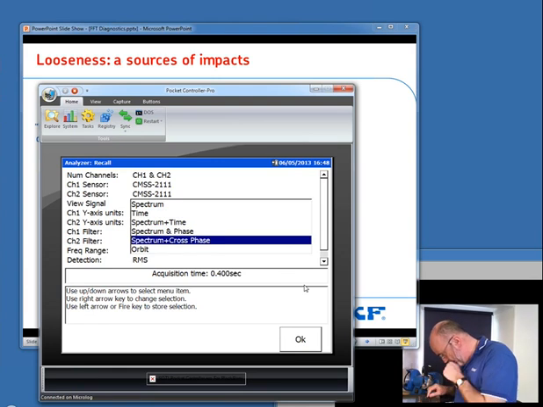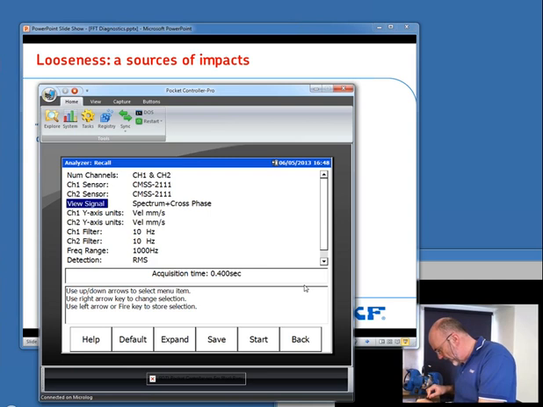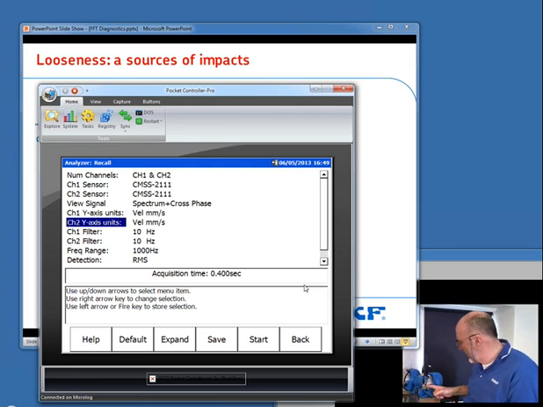Cross phase, pardon me, 2 velocity spectra. Well, we'll see how we go with that. Yeah, we'll run with velocity spectra. I think that's good. So I've put my transducer onto the tool post because what I'm going to do is loosen the tool post to see what effect that has on the vibration spectrum.